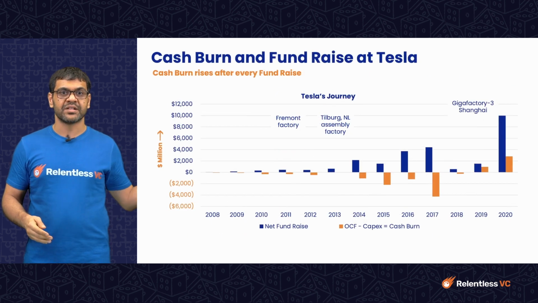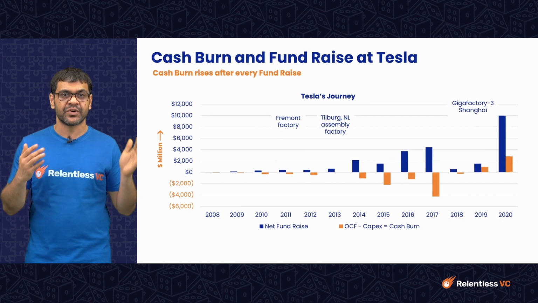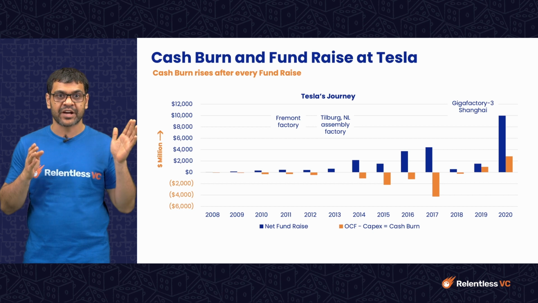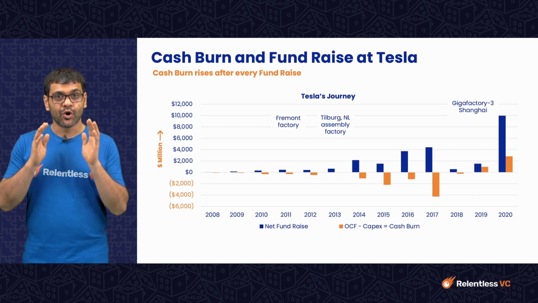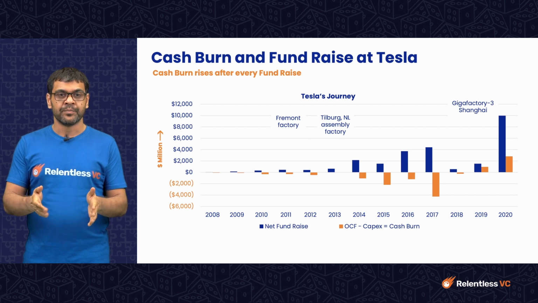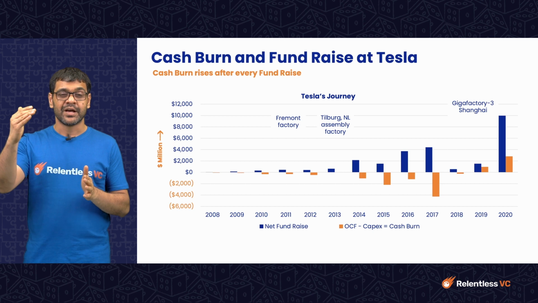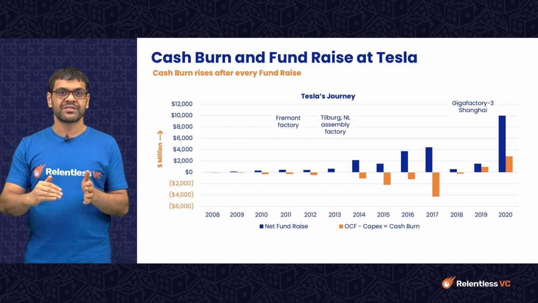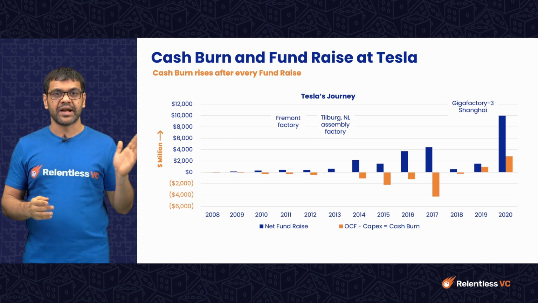The blue bars in this graph represent Tesla's net fund raise in a year. The orange bars represent Tesla's cash burn in a year. Note how neatly the blue and the orange bars align. Every time Tesla raises capital, its cash burn increases. And every time it does not raise capital, its cash burn decreases, like it last happened in 2018.